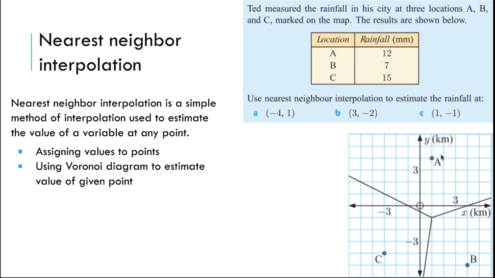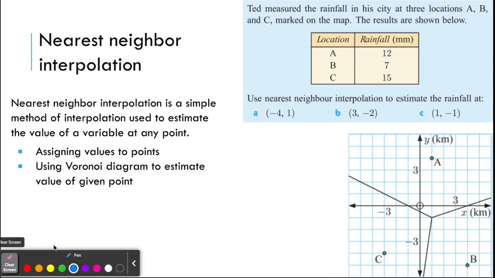Location A had 12 millimeters of rainfall, location B 7 millimeters of rainfall, and location C had 15 millimeters of rainfall. Using the nearest neighbor interpolation, estimate the rainfall at each of our points. So we're going to look at where these points are. -4 and 1 is going to be here. -4 and 1 is in the cell C. Therefore, the site C is the closest to this point. Since it's the closest, we're going to assume that whatever rainfall fell in C is going to be falling in this point as well.